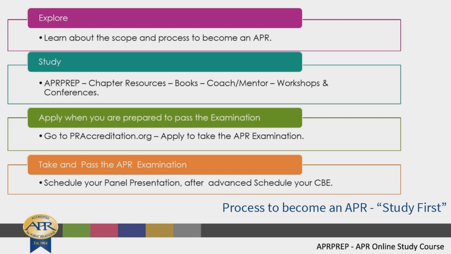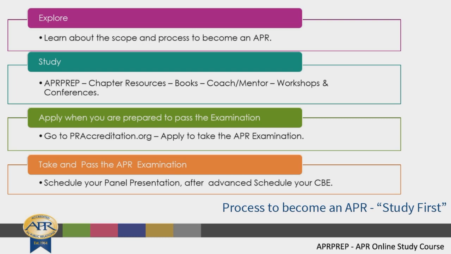The first step is really to explore and understand the scope of the APR. Many people come to the APR thinking that they're going to do some cramming over the weekend and then take an examination and get their APR. That ain't the way it's going to happen. It's a process of thinking, almost changing the way you think. So exploring the scope of how to become an APR is really the first step.